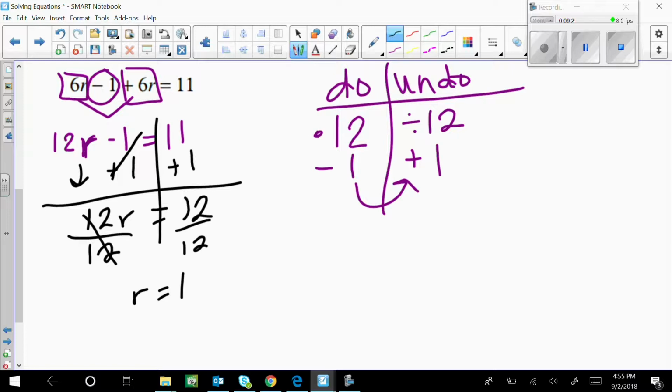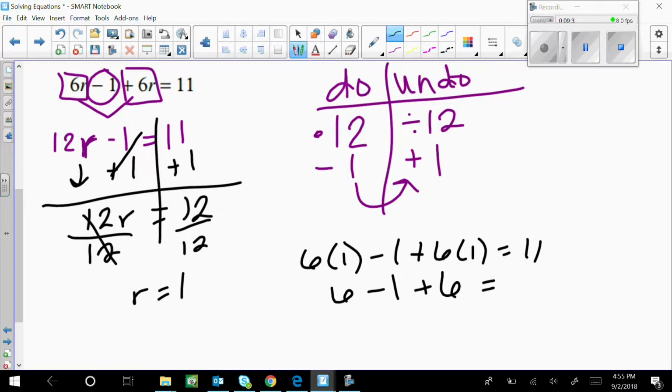Now, if I want to check this, 6 times 1 minus 1 plus 6 times 1 equals 11. 6 times 1 is 6, minus 1 plus 6 times 1 is 6 equals 11. 5 plus 6 equals 11. 11 equals 11.